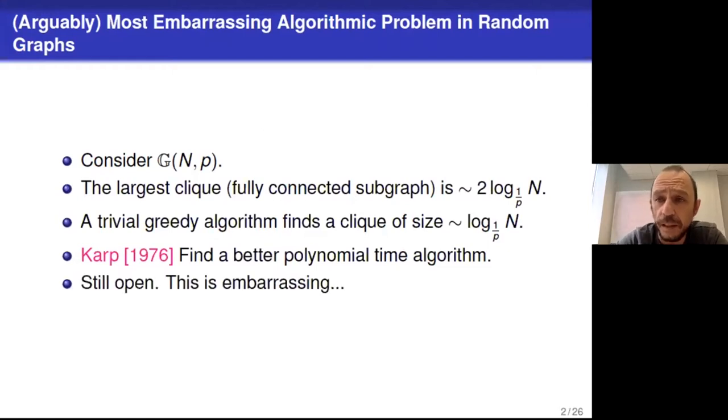And a bit embarrassing, probably because this transition from the easy regime, where half optimal is achieved easily by a very trivial greedy algorithm, to the regime where nothing is known is abrupt, and it seems like all the advances in algorithms that we have managed to achieve over the past 50 years don't seem to be strong enough to overcome this barrier.